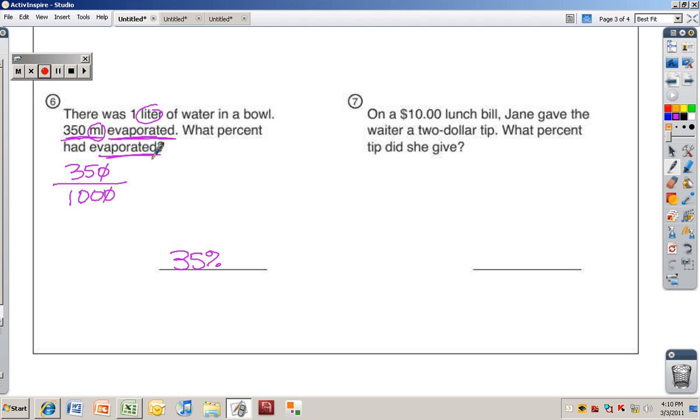Okay, on a $10 lunch bill, Jane gave the waiter a $2 tip. What percent did she give? So $2 tip, and the total bill was? $10. Okay, help me out now. What percent is that? That's 20%. 20 out of 100, just by multiplying by what? 10. Good. All right, so that's it.